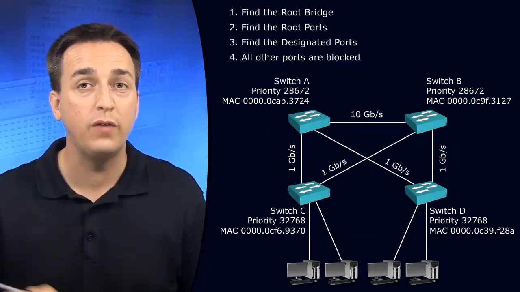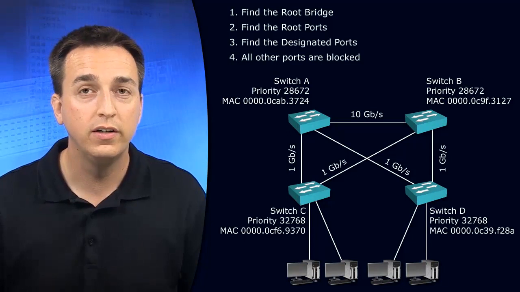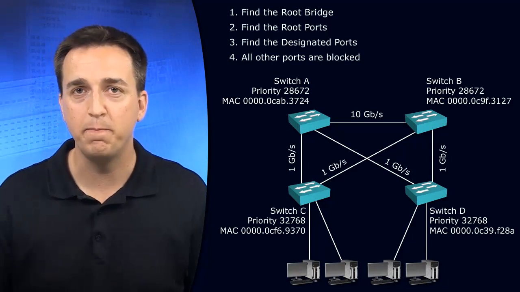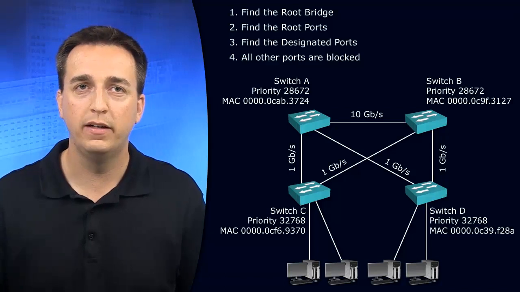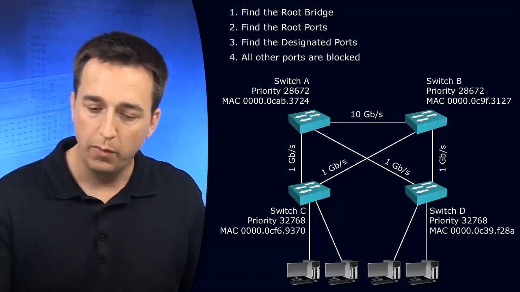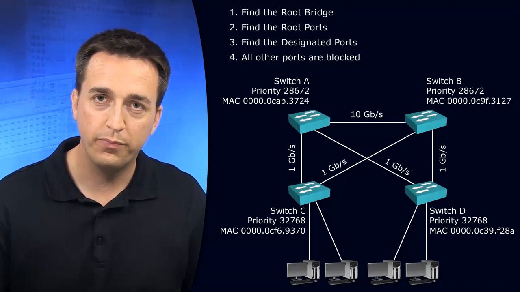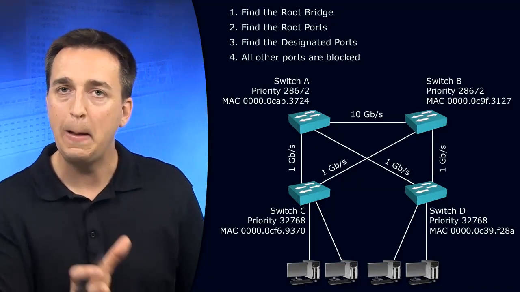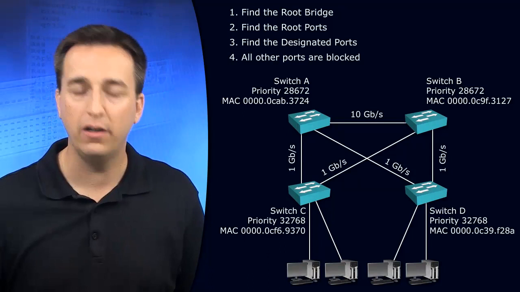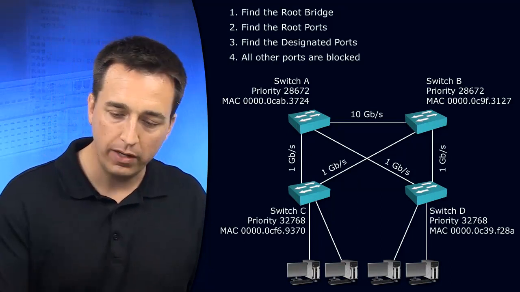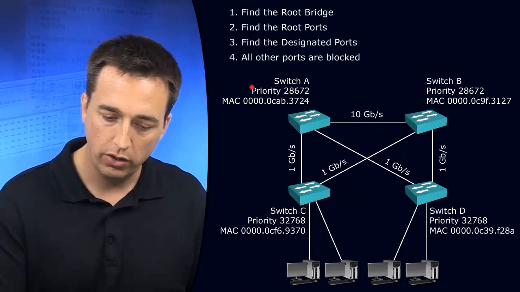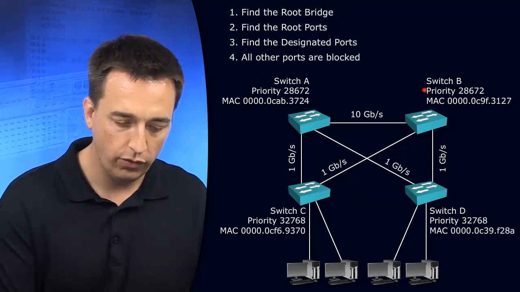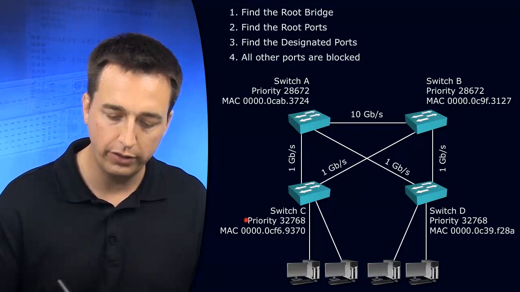We know that to find the root bridge, we have to look at the bridge ID out of all the switches in this switch block. It's based on priority and MAC address, priority being the first value that is looked at. So if I examine this topology, we have priority 28,672, 28,672, 32,768, 32,768.